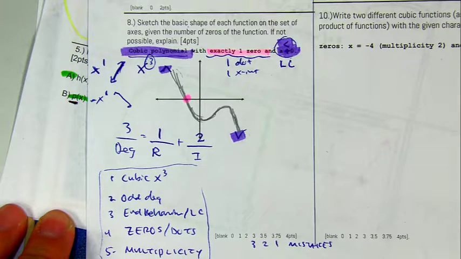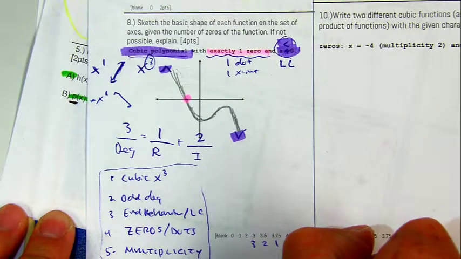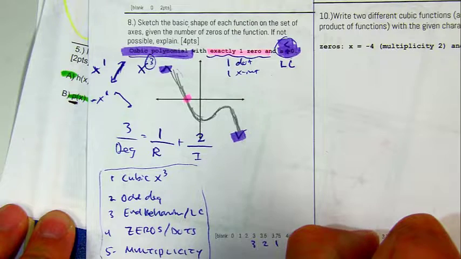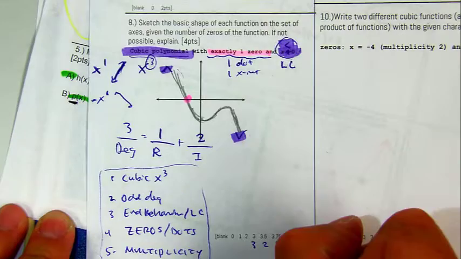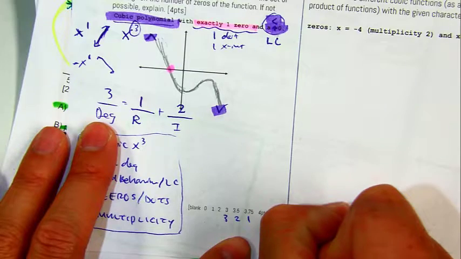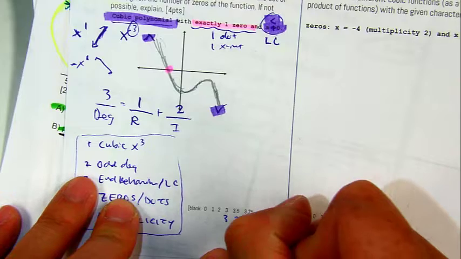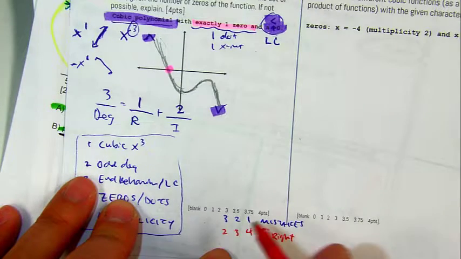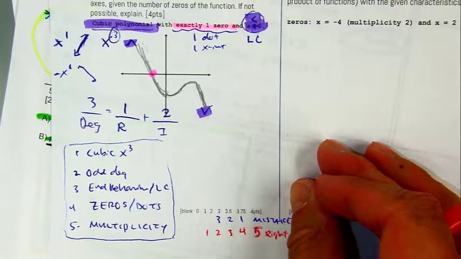But if you did it correctly, you get 5. If all of them are right, let's see if this pen works. Technical difficulties here. You have 1 mistake, or 4 of them correct, 3 of them correct, 2 of them correct, 1 of them correct. So that's how I awarded points.